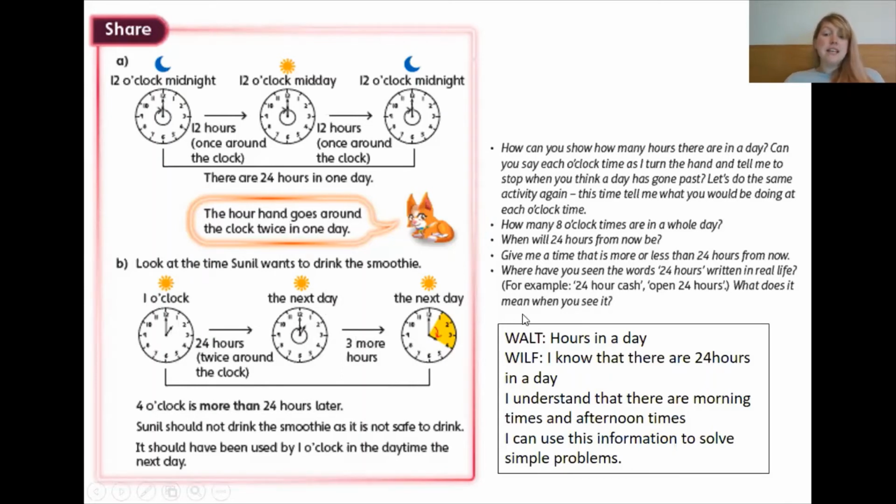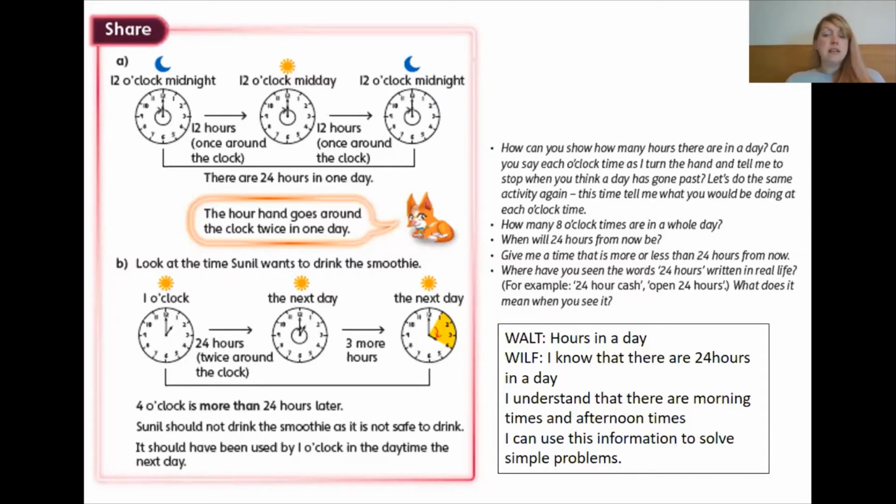So today we're learning all about hours in a day. Now you need to know that there are 24 hours in a day, and you need to understand that there are morning times and afternoon times, and you need to use this information to solve simple problems.